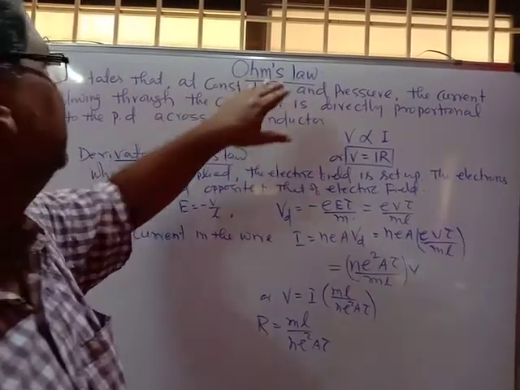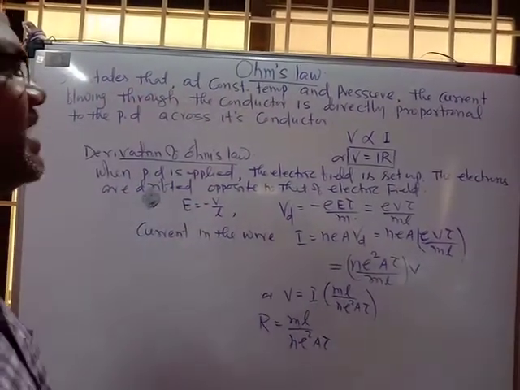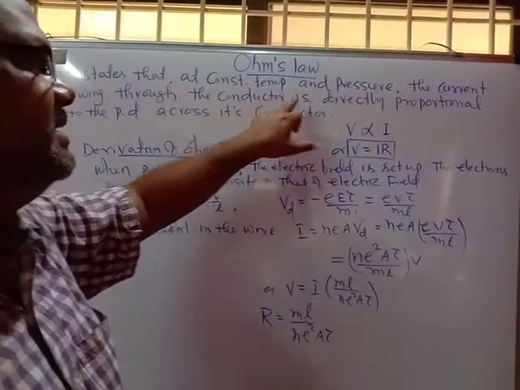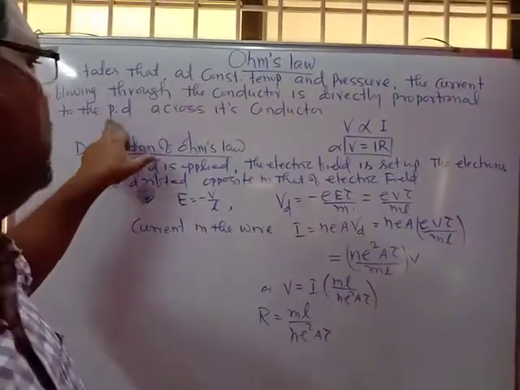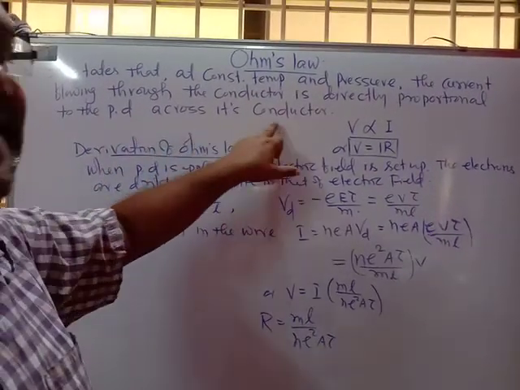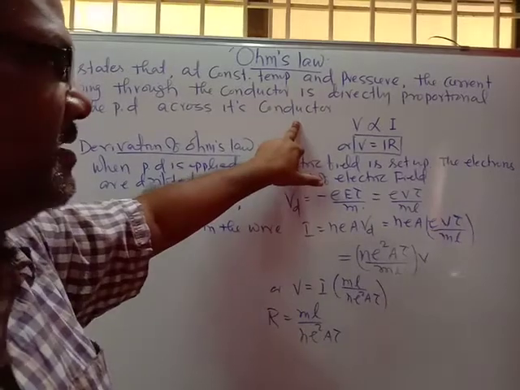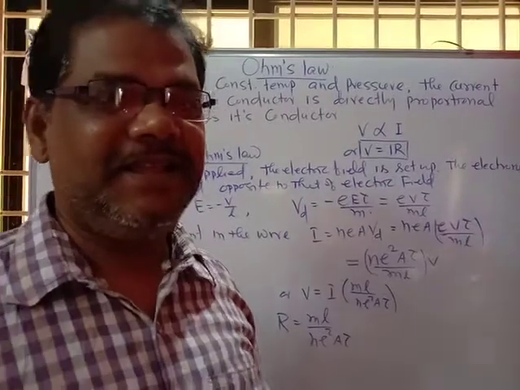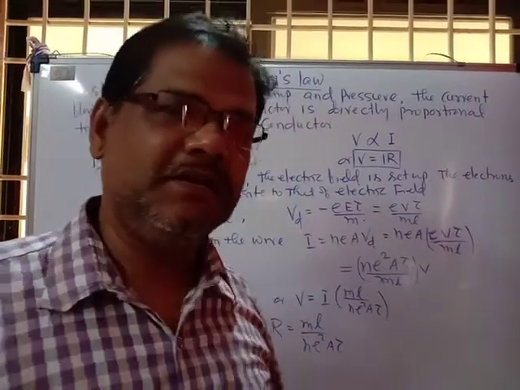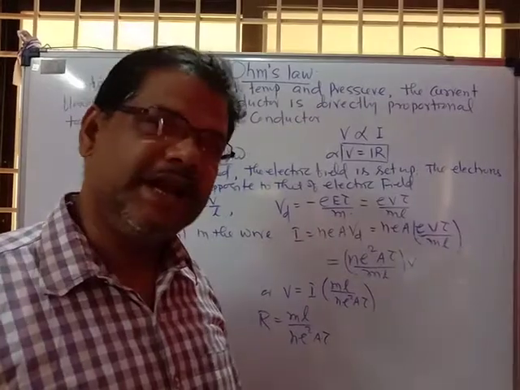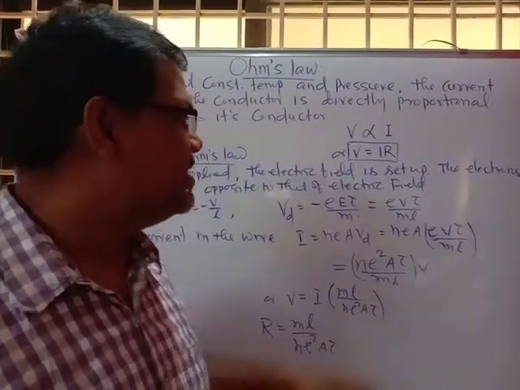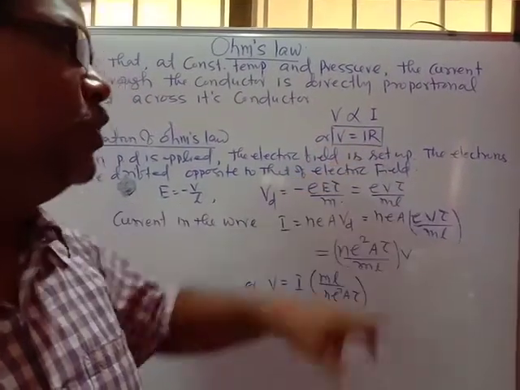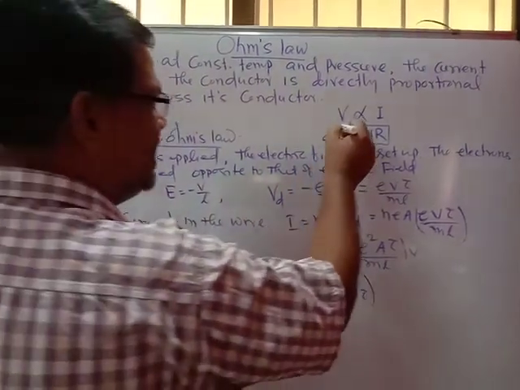What does Ohm's law tell us? It states that at constant temperature and pressure, the current flowing through a conductor is directly proportional to the potential difference maintained across the two ends of the conductor. Whenever a potential difference is maintained, an electric field is set up along the conductor and current is produced. That current I is directly proportional to V, and V equals I into R. You know it, V equals IR.